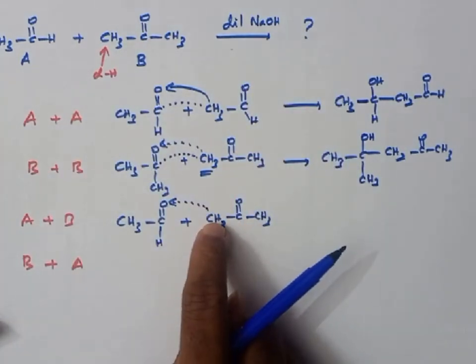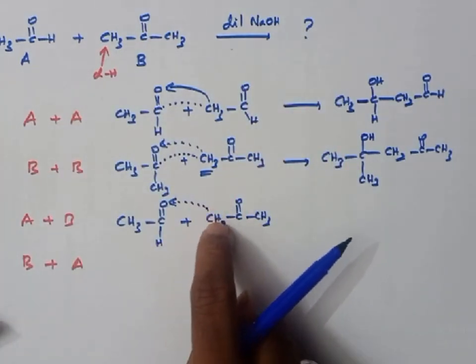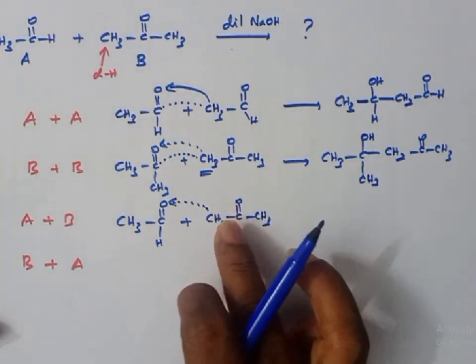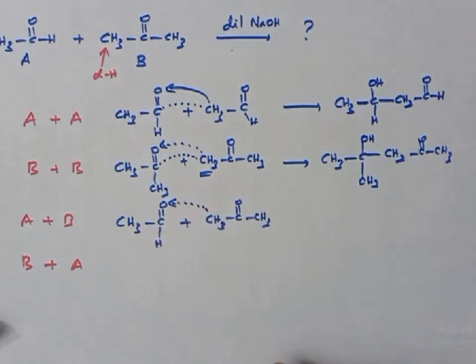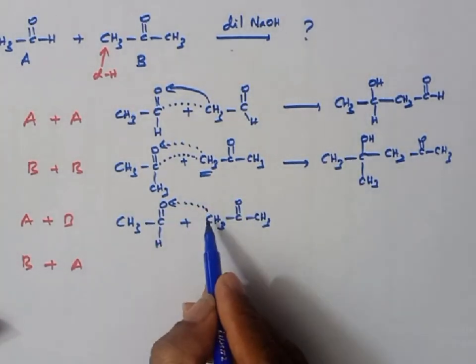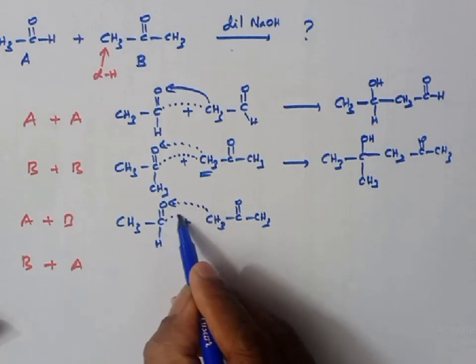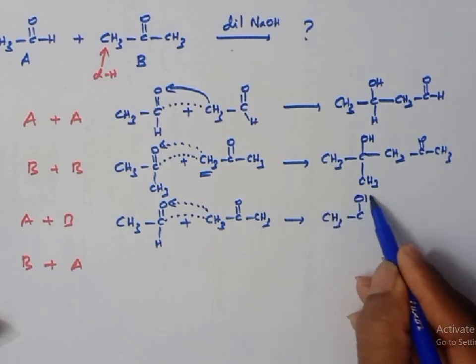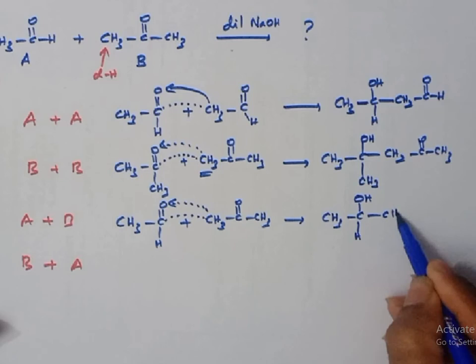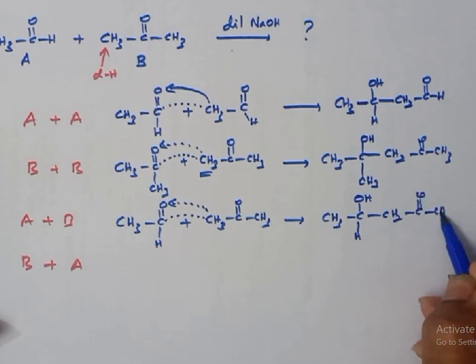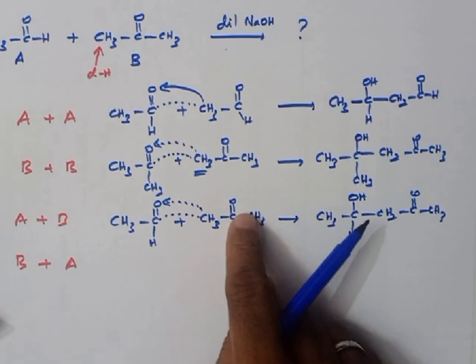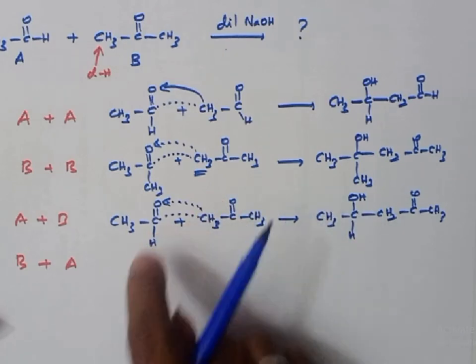OH minus will remove H plus here, and so you will get a carbanion. You will get an enolate ion, right? So we are creating the enolate ion of B that is attacking this compound A. So now what will happen? One hydrogen is transferred here and connect this to carbon. So what we get is CH3, C, OH, H, CH2, CO, CH3. This is one possible product, and this is A with B. B is forming the enolate ion, B becoming the nucleophile, and that is attacking here.